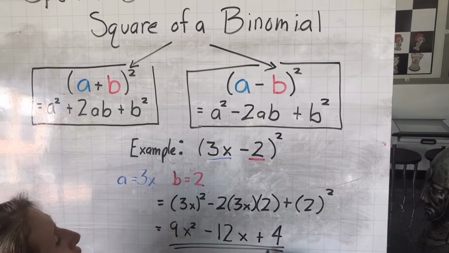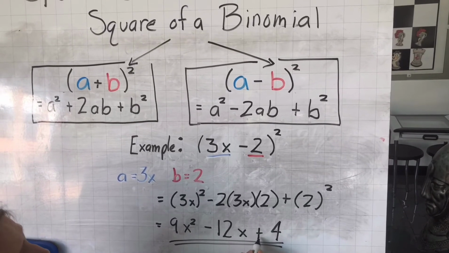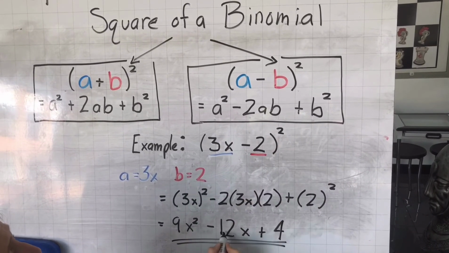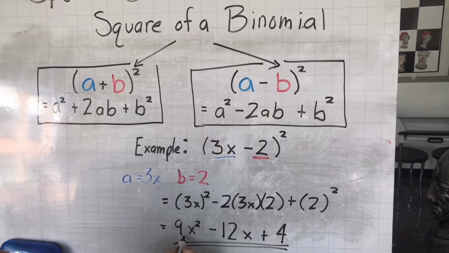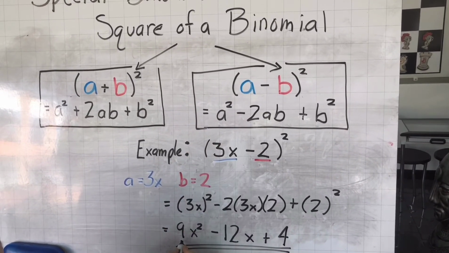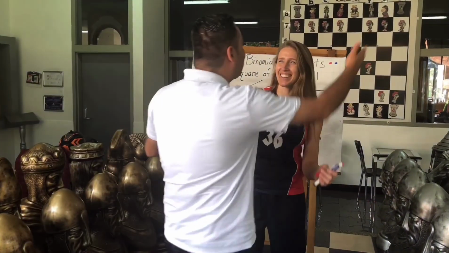So if you look at this final solution, you notice the last term is positive, the middle term is negative, and the first term you can see is the a squared. And remember guys, that the biggest mistake is not making a mistake at all.